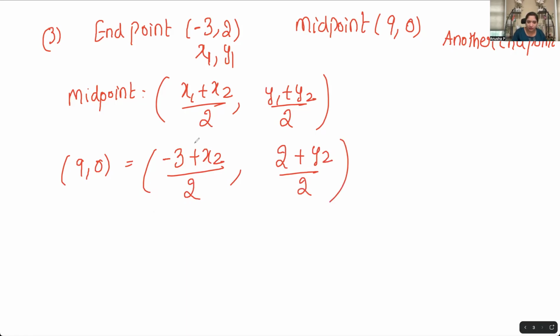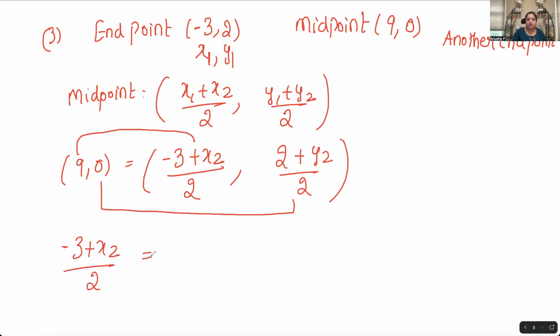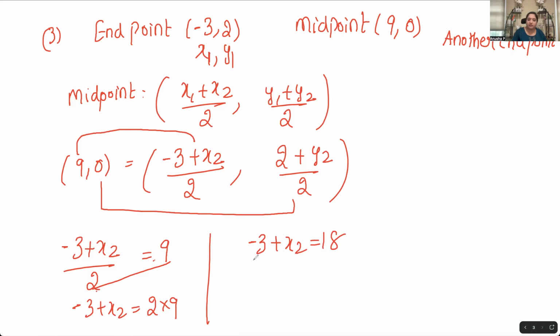Now you equate the first coordinate to the first one and the second to the second. Minus 3 plus x2 divided by 2 equal to 9. Minus 3 plus x2 equal to, when you cross multiply here, 2 times 9, which is 18. We don't want minus 3. The reverse operation is plus 3. So x2 equal to 21.